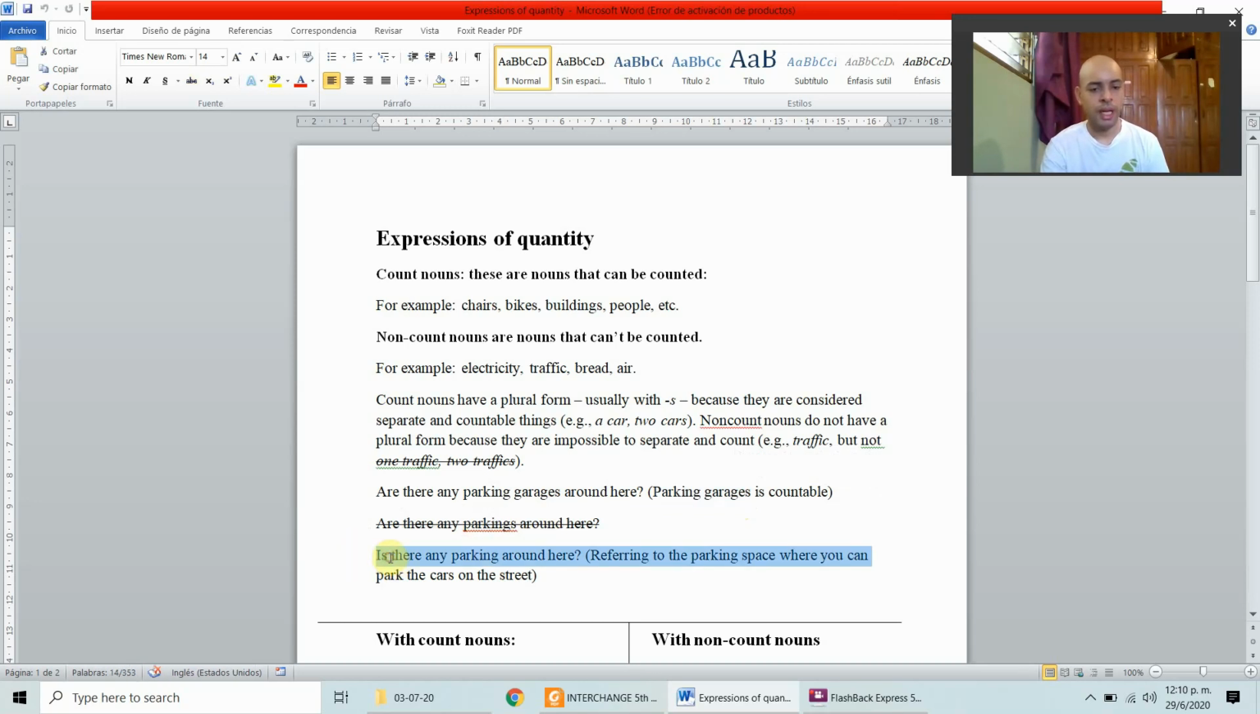So is there any parking around here? This is the correct form. Is there any parking around here? Because parking is not countable, referring to the parking space where you can park cars on the street.